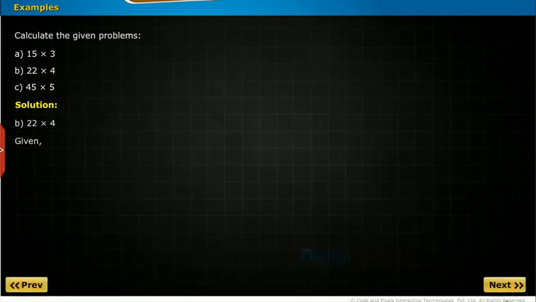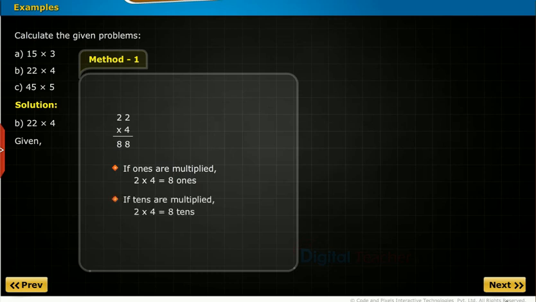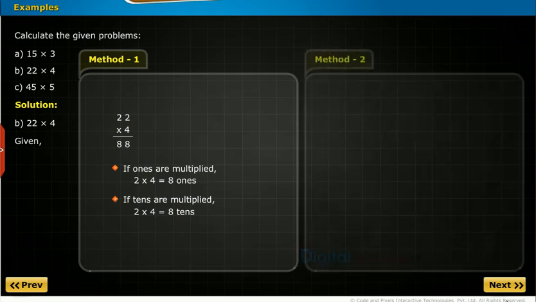Here we are given 22 into 4, wherein 22, 2 is in 1's place and 2 is in 10's place. Method 1. If 1's are multiplied, 2 into 4 is equal to 8. 8 is in 1's place. If 10's are multiplied, 2 into 4 is equal to 8 tens. 8 is in 10's place.